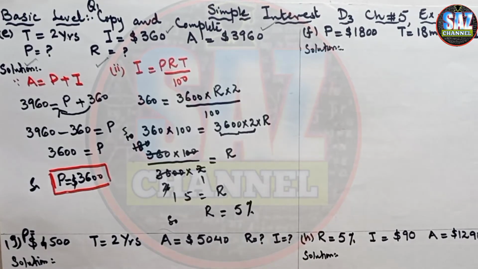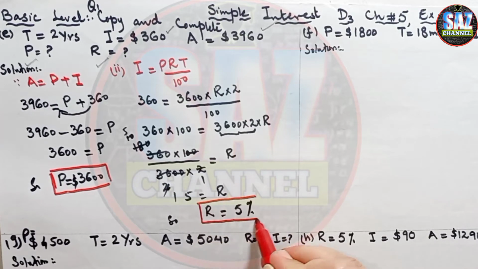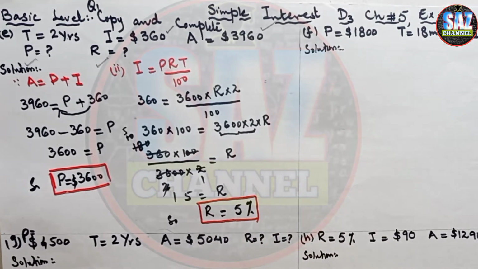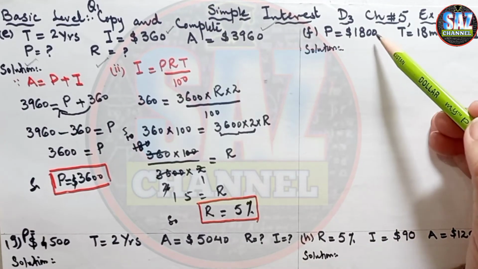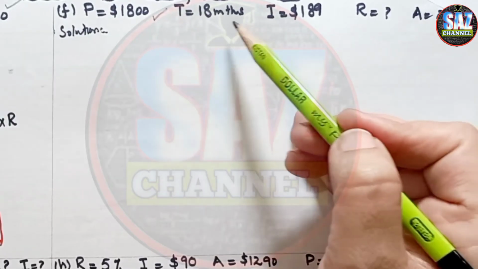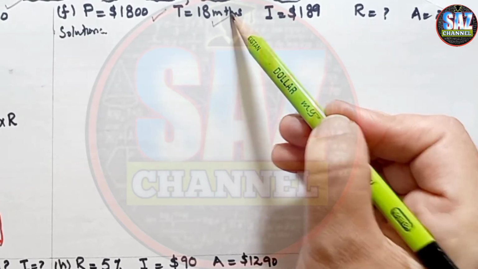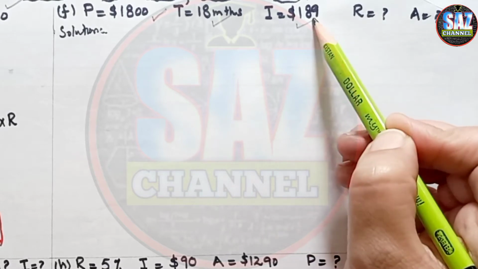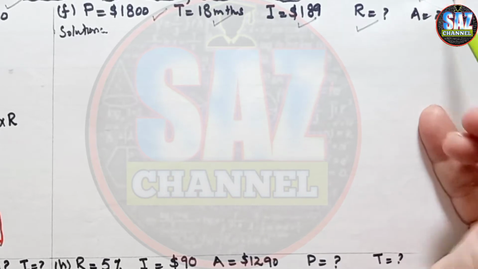I hope you are clear about this question and you are learning how to make the calculation easy for the paper 1 purpose where the calculators are not allowed. And let's move to the next part of the question. In the next part, the principal amount which is given to us is $1,800, and the next information is time, which is 18 months, and the simple interest is given, 189. We are not given the interest rate and amount of this question.